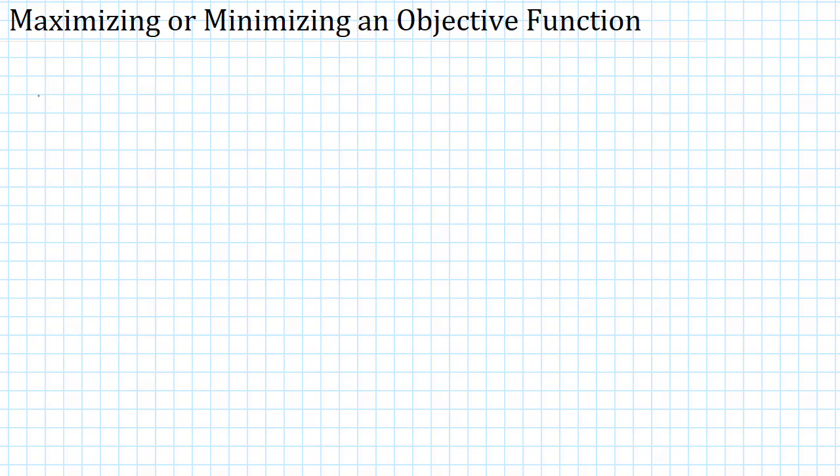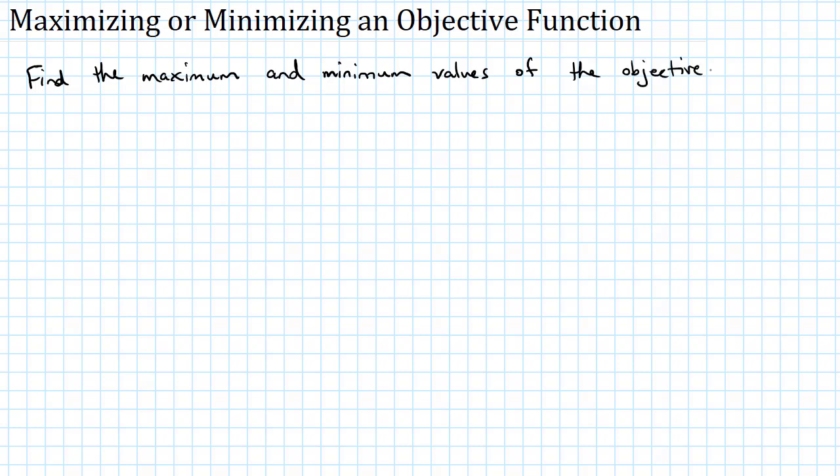So let's look at this. Let's do this. Find the maximum, and we're going to do both in this example. Find the maximum and minimum values of the objective function, and let's look at the objective function p equals 10 minus x minus y.